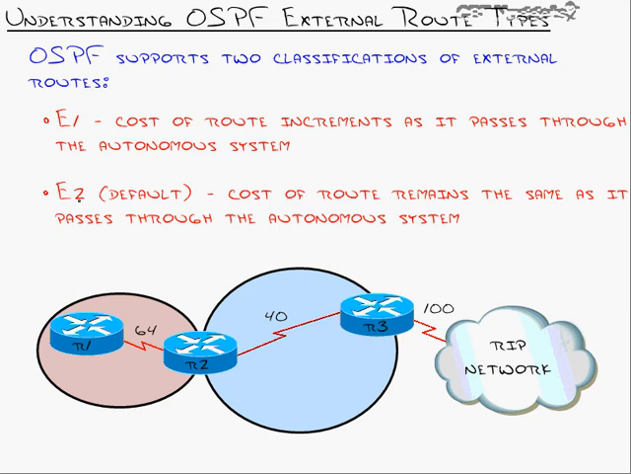The second and the default is an E2 marking, where the cost of the route remains the same as it passes through the autonomous system. I'd like to show this to you because it's much better to demonstrate it and have you see it and go, aha, than it is just to talk about it in theory and you'll quickly forget it. Take a look at this.